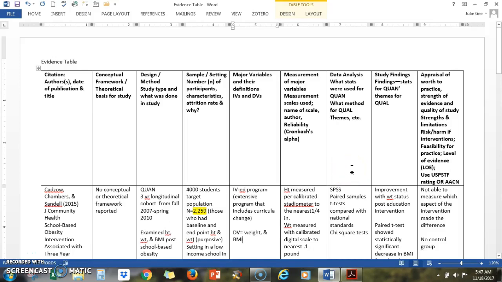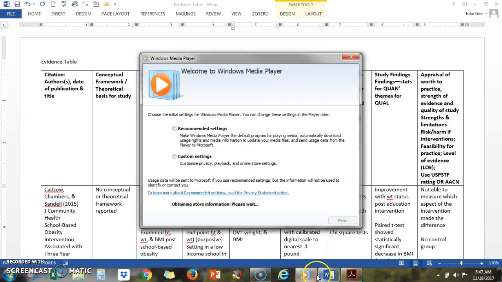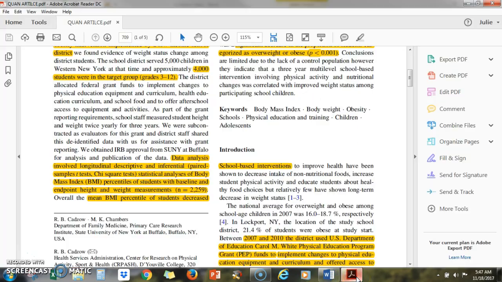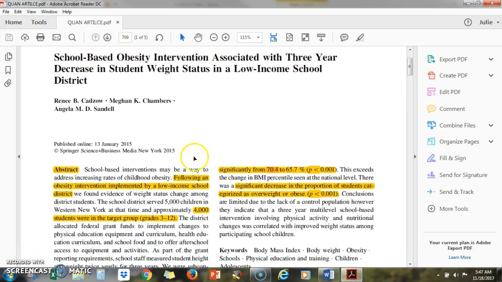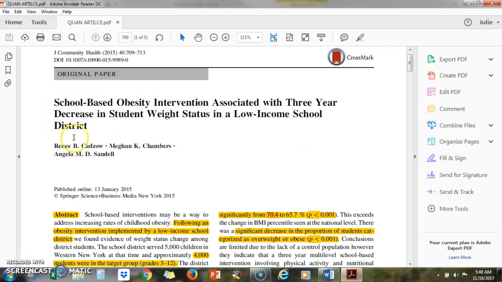Okay, we're going to jump right into a quantitative study. This is the table from your book, so it goes through all these columns, and we're going to go through them with an article that I've chosen just randomly from somebody's table. Okay, so the name of this article is right here.